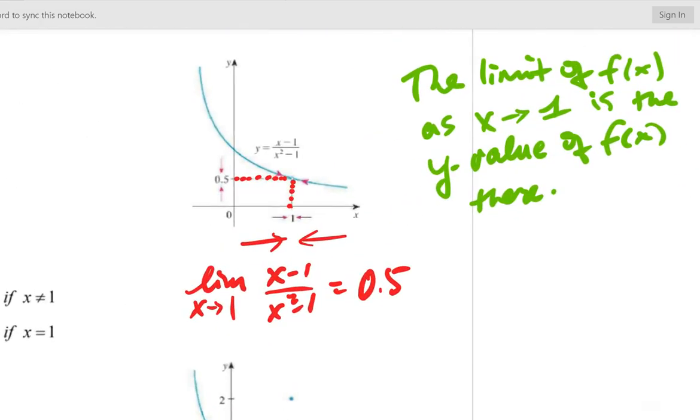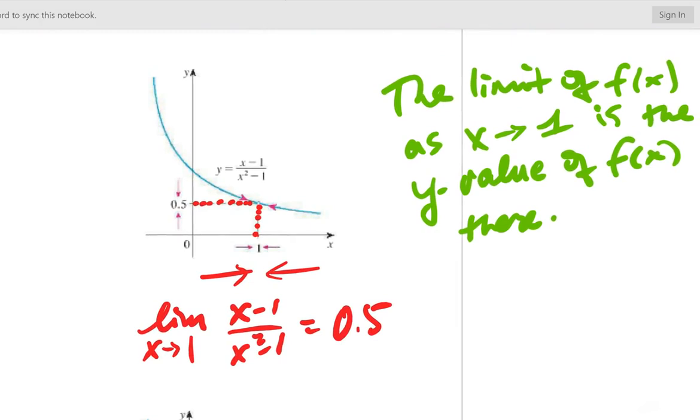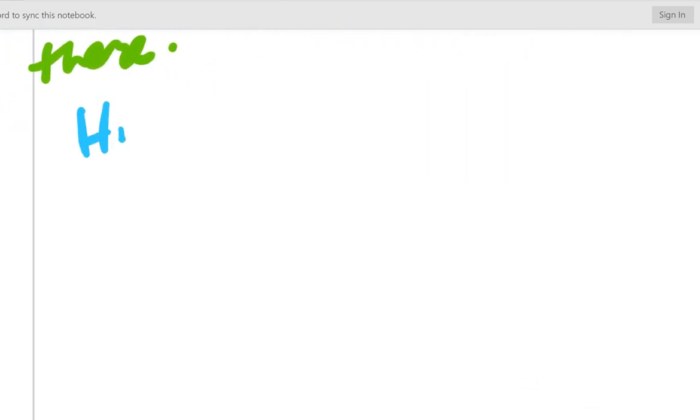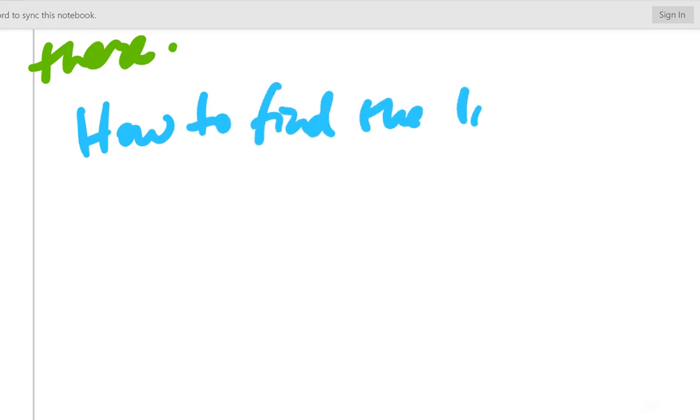What they're going to do to prepare you for that is give you a whole bunch of functions, and they're going to ask you to find the limit of the function as x approaches a certain number. So there's many ways you can do this. How to find the limit? We're going to talk about a couple ways at first.